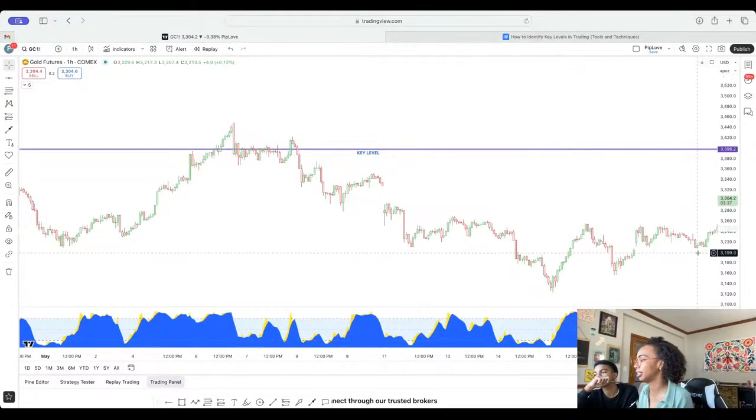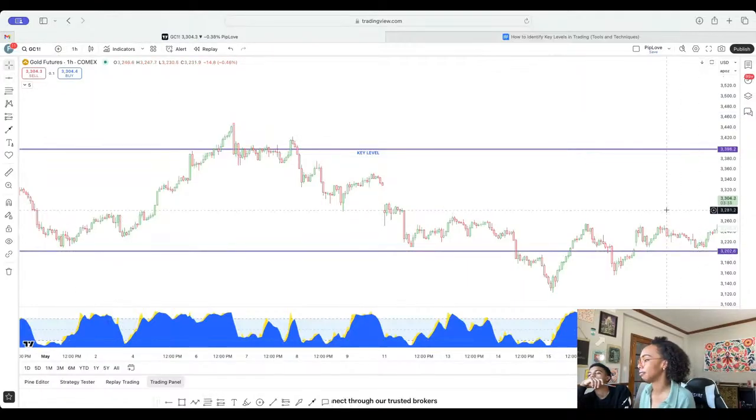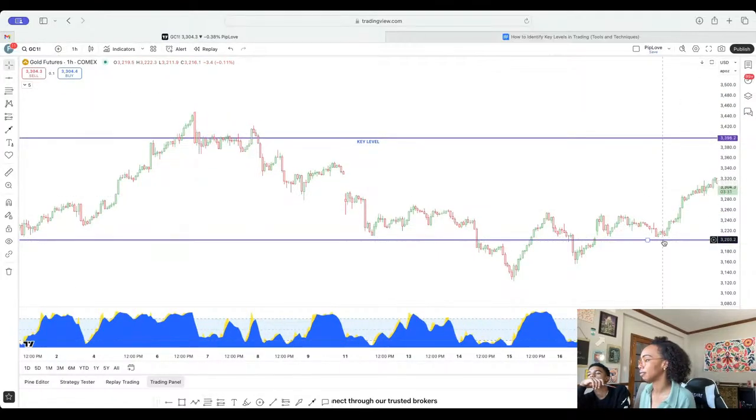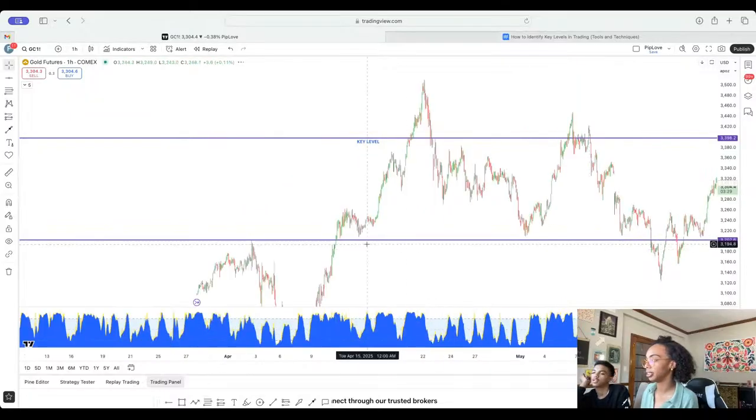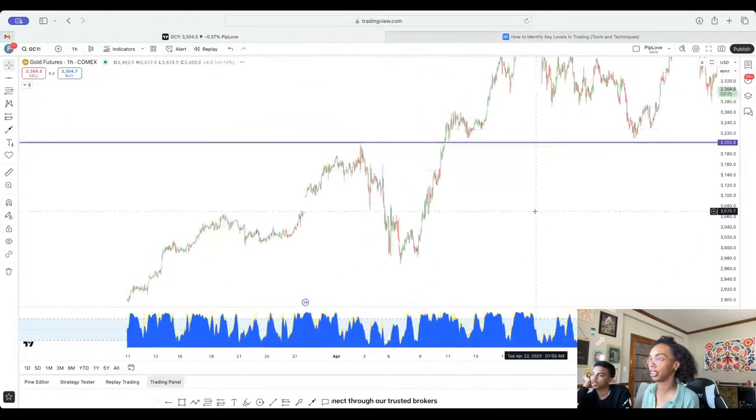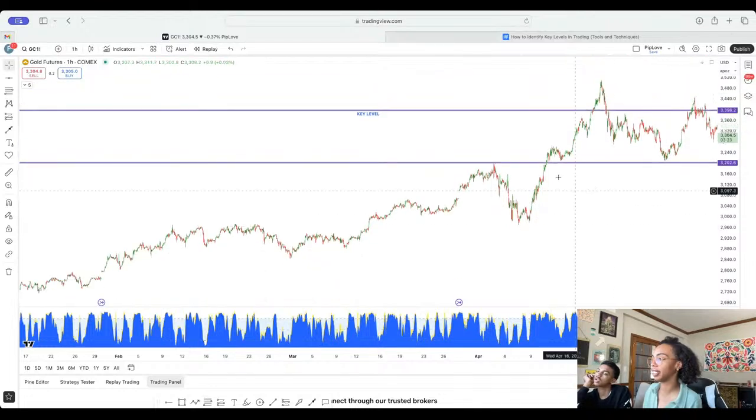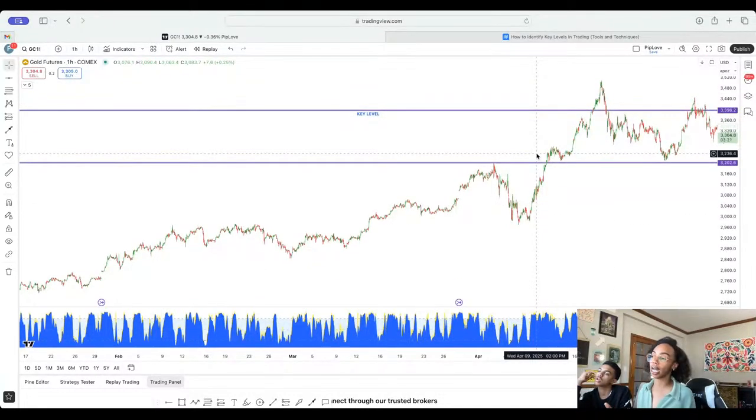Oh, Izzy says 3,200. Let's draw another line there. No, never mind. It is 3,200. This was resistance before. We had a break in structure. Again, we're just going back a couple of months. Price is making higher highs. And so for gold, this may not have been the best example, but gold has been making new higher highs, so we don't really have past data to go with too much.